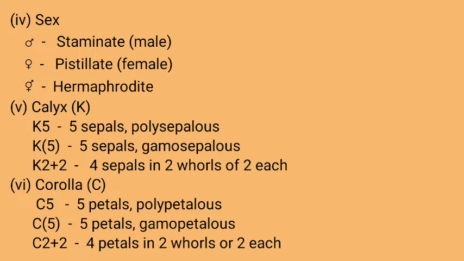Sixth one, corolla, which is denoted by C. C5 means the corolla contains 5 petals which are individual, the polypetalous condition. C(5), with 5 in brackets. Here the bracket denotes the united form: 5 petals which are united, which means the gamopetalous condition. C2+2 means the flower contains 4 petals arranged in 2 layers. Each layer or whorl contains 2 petals.